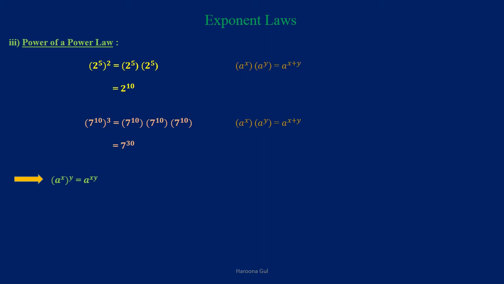Now, the third law of exponents, that is the power of a power law, says that a power x whole raised to the power y is equal to a raised to the power x into y. And this can also be understood by the example 2 raised to the power 5 whole raised to the power 2, which is equal to 2 raised to the power 10.